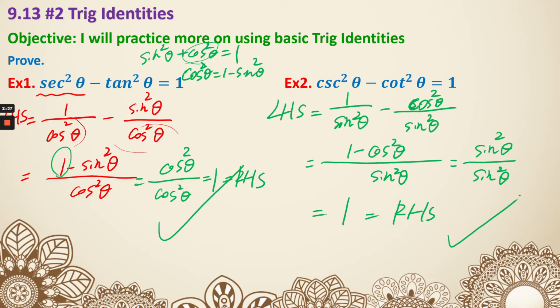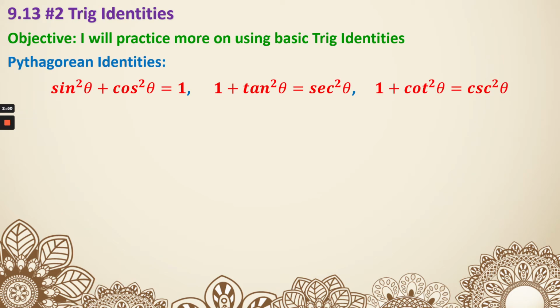That's number two. And these two are actually the two more Pythagorean identities. We have this one, sine squared theta plus cosine squared theta equals 1. That's the first one. But we also have two more, and here they are. The other two: 1 plus tangent squared equals secant squared, and 1 plus cotangent squared equals cosecant squared. So you see the tangent and the cotangent are being added with 1, and then there's the other one, the secant and the cosecant.